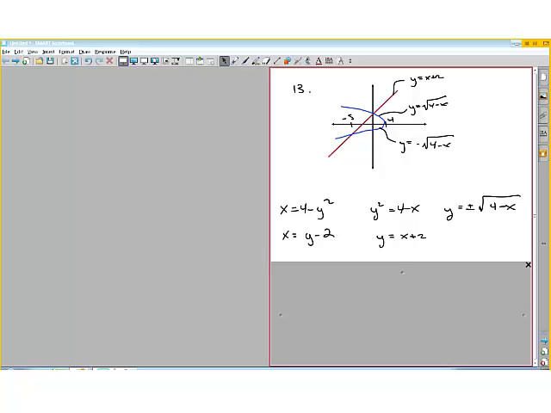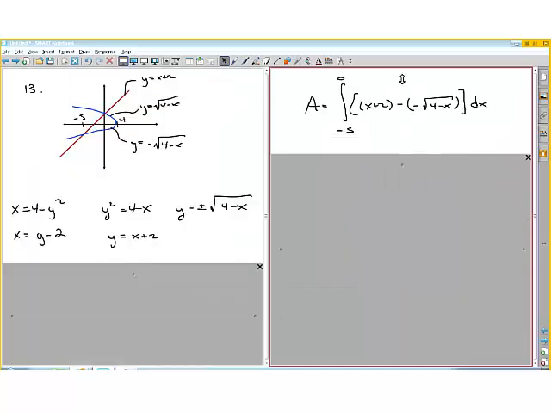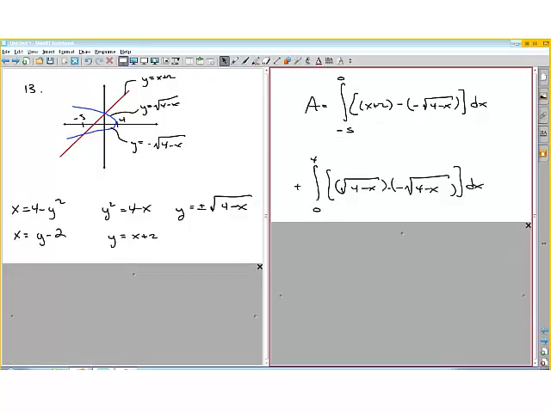But it's two separate functions. Okay, that's all I have to say about that. So when you integrate with respect to x, you would end up with this integral. So how does that happen?